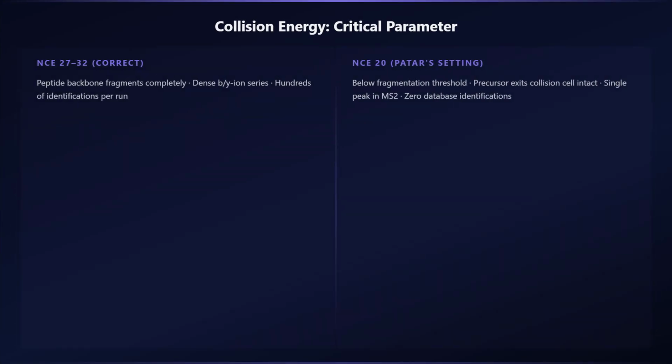HCD at 20, normalized collision energy, is below the fragmentation threshold for most tryptic peptides. Your precursor survives the collision cell intact. Your MS2 spectrum contains one peak, the unfragmented parent, and no fragment ion series. The database search returns 0 identifications. Your 90-minute run has produced nothing that can be published.